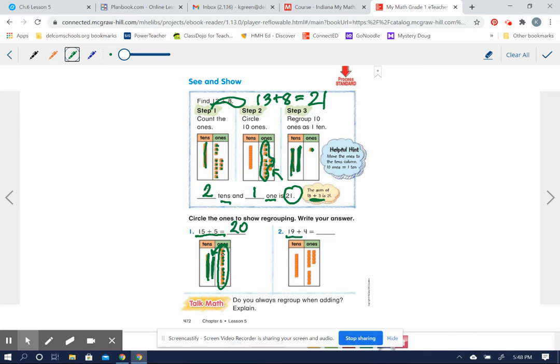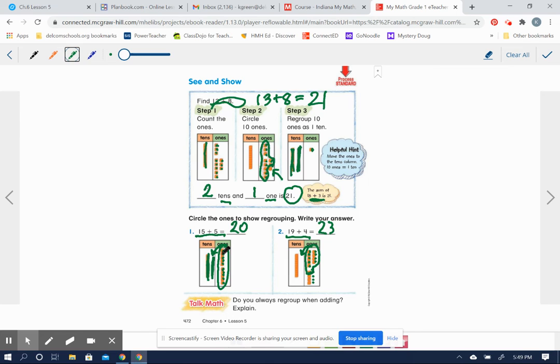Okay, now let's do 19 plus 4. Okay, first we're going to circle a group of 10 ones. 1, 2, 3, 4, 5, 6, 7, 8, 9, 10. Right there. Then we have 1, 2, 3 left over, 3 ones left over. And if we made this another 10, now we have 2 tens. 19 plus 4 equals 23.